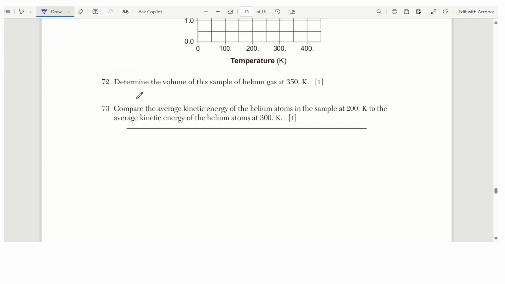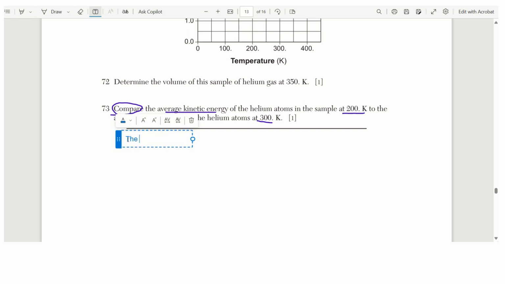Number 73. Compare, beautiful, love it, right? Either equal or greater. Compare the average kinetic energy of the helium atoms in the sample at 200 K to the average kinetic energy of the helium atoms at 300 K. I literally love this. What is average kinetic energy? Temperature. So look at this temperature. Look at this temperature. Okay.